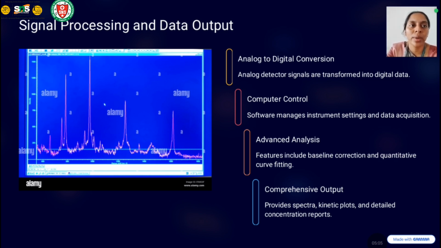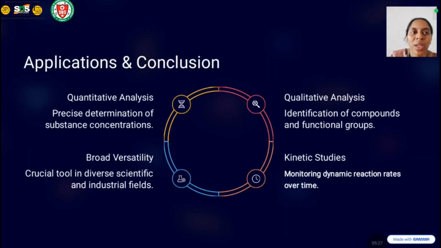Analog to digital conversion: analog detector signals are transferred into digital data. Computer control software manages instrument settings and data acquisition. And then advanced analysis features include baseline correction and quantitative curve fitting. Then comprehensive output provides spectra, kinetic plots and detailed concentration reports.